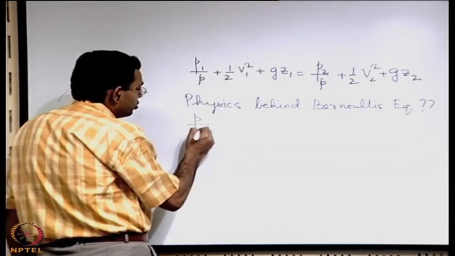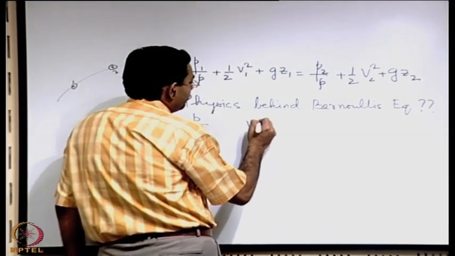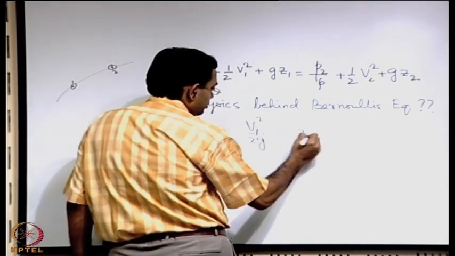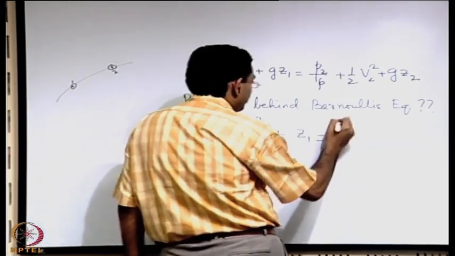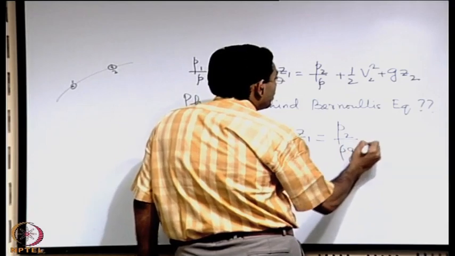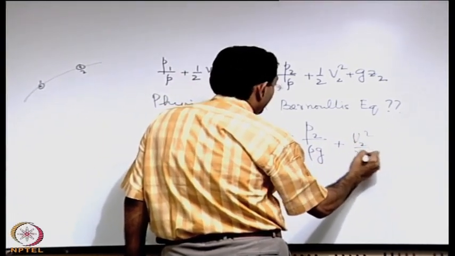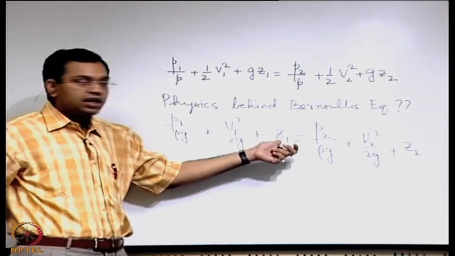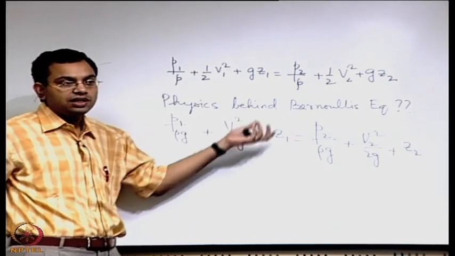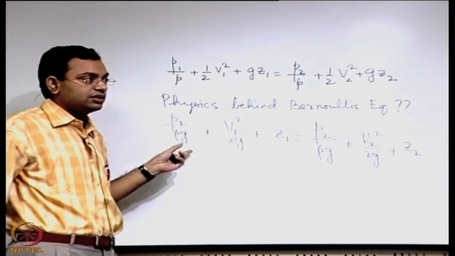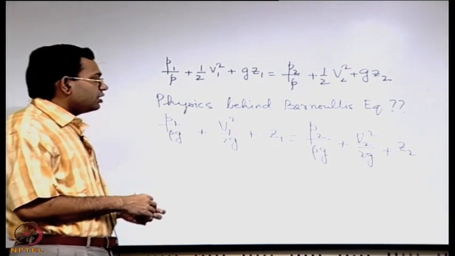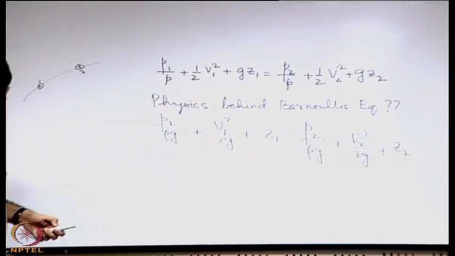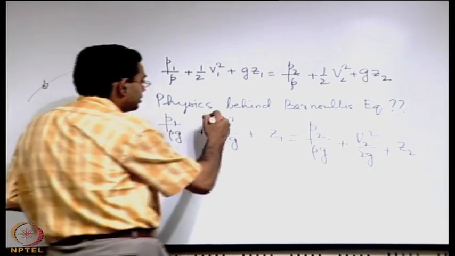So P by rho g is the first term, then we have V square by 2g the second term and z as the third term. So this also is one of the forms and one of the common forms in engineering. This particular form has terms which have dimensions of length, because the third term is a dimension of length and all terms in the same equation must have the same dimension. So all other terms have units of length. Now what we will try to see is that expressed in terms of units of length, what do these terms physically represent.